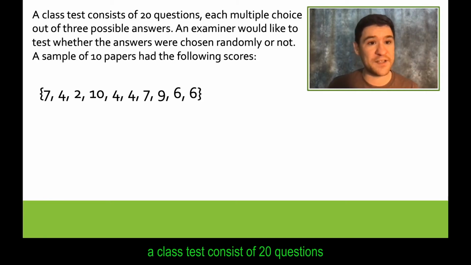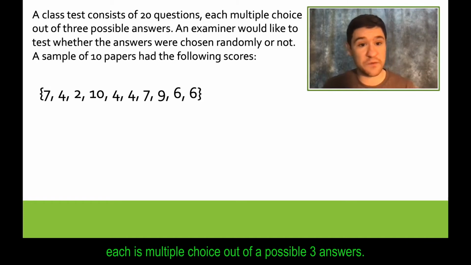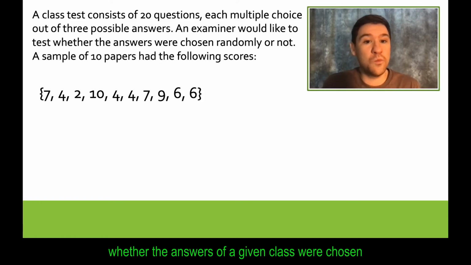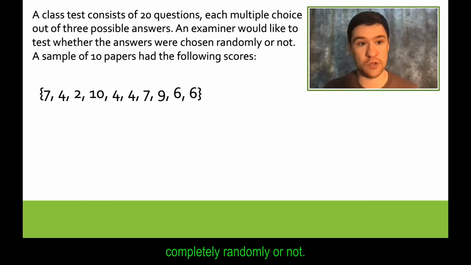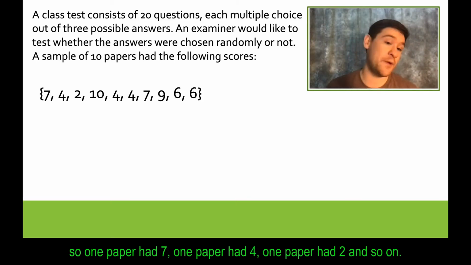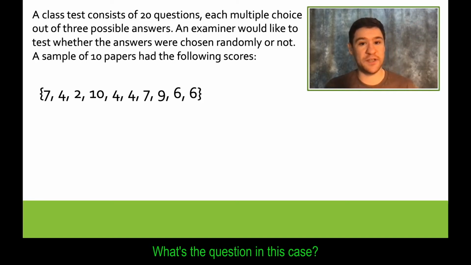A class test consists of 20 questions. Each is multiple choice out of a possible of 3 answers. So an examiner would like to test whether the answers of a given class were chosen completely randomly or not. A sample of 10 papers had the following scores. So one paper had 7, one paper had 4, one paper had 2, and so on. What's the question in this case?